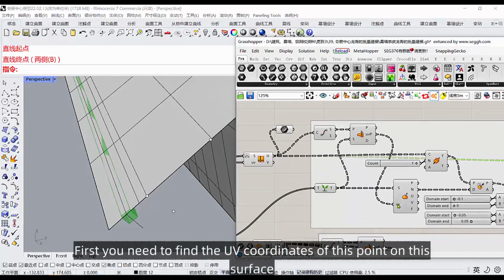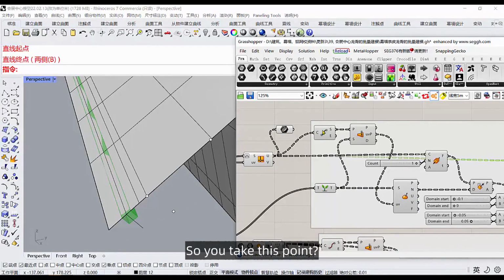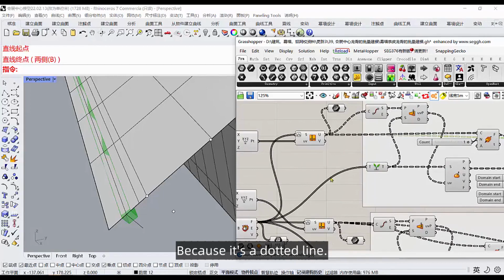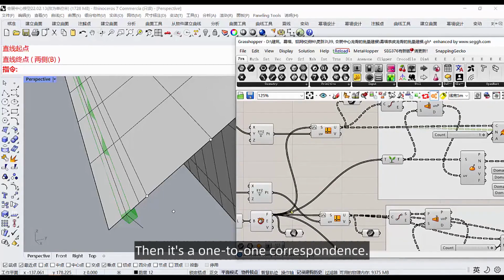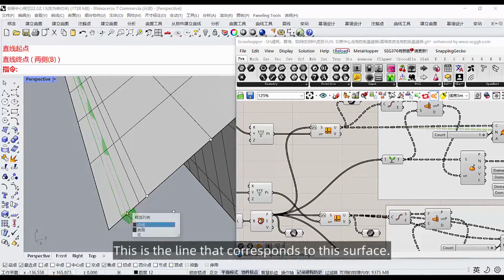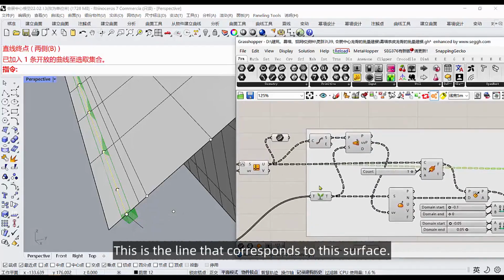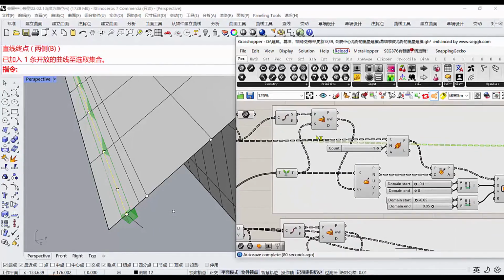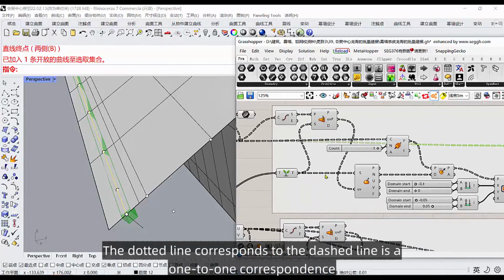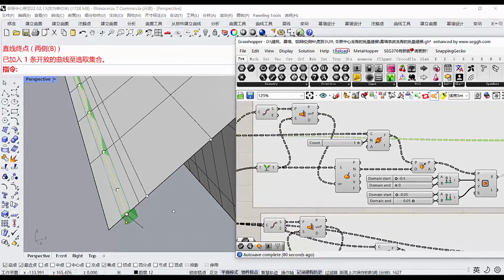First you need to find the UV coordinates of this point on this surface. So you take this point and project it onto this surface. It has its own coordinates, because it's a dotted line. Then it's a one-to-one correspondence. This is the line that corresponds to this surface, so we're going to give it a grouping. The dotted line corresponds to the dashed line in a one-to-one correspondence.